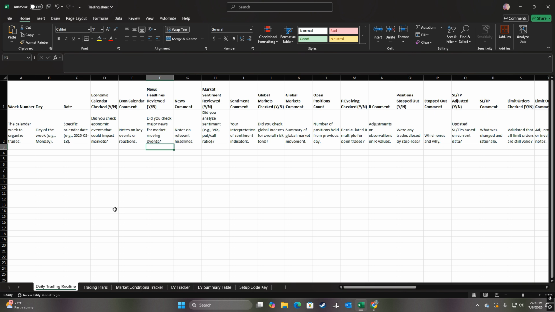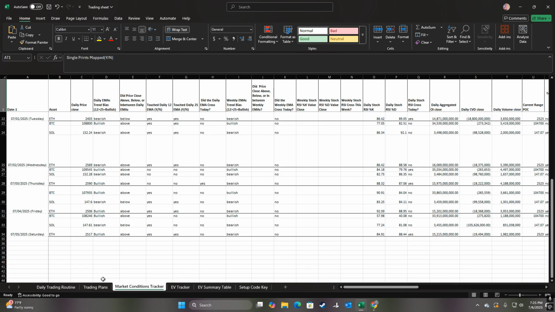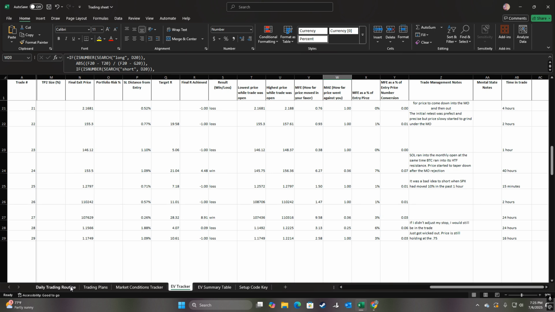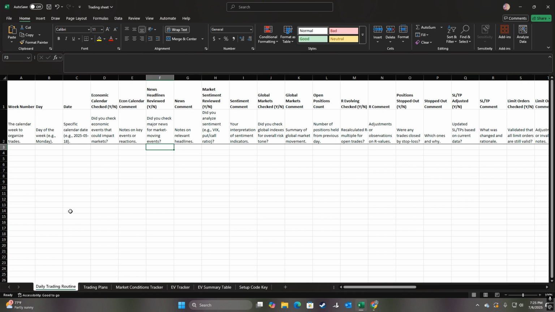And here's the daily trading routine. I'm working on this right now. My daily trading routine is the market conditions tracker, as well as EV tracking and journaling my trades. That's my daily trading routine as of right now. But I need to dial this in and figure it out.